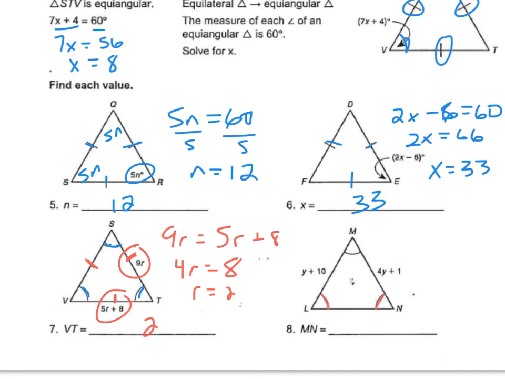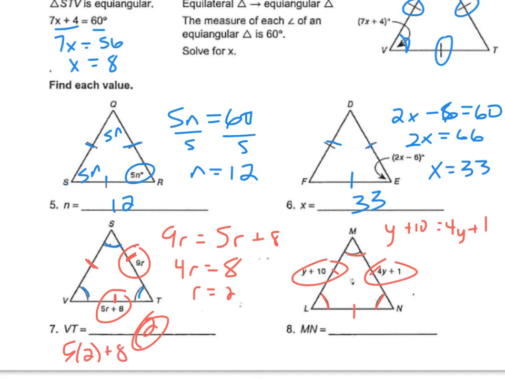Last one, we have equiangular, which means that it's equilateral, which means my sides are congruent, and I can set them equal to each other and solve. Oops, I just realized here we just solved for r. Go back here. So we found 2 is r. Now we need to actually plug it in. So 5 times 2 plus 8 would give me a final answer of 18. There we go. I caught it on this one.